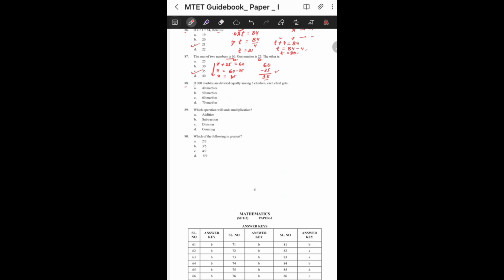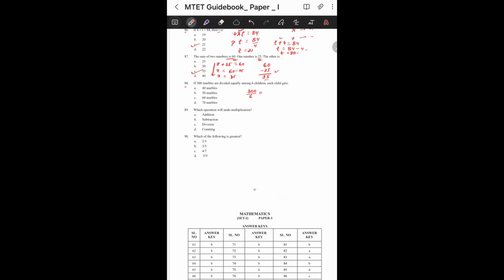Let's check the next question they ask here. If 300 marbles are divided equally among 6 children, so we will write here 300, then we will divide by 6. Then they ask in the question how many marbles each child gets. So let's divide here.